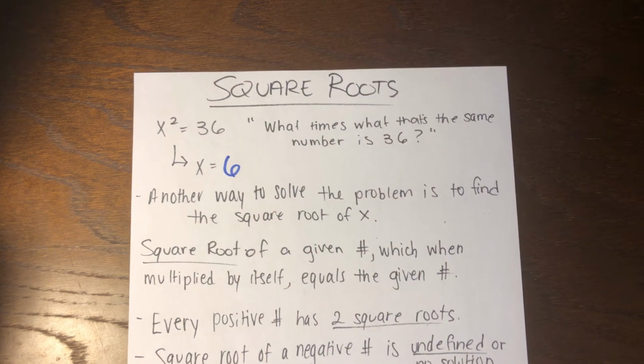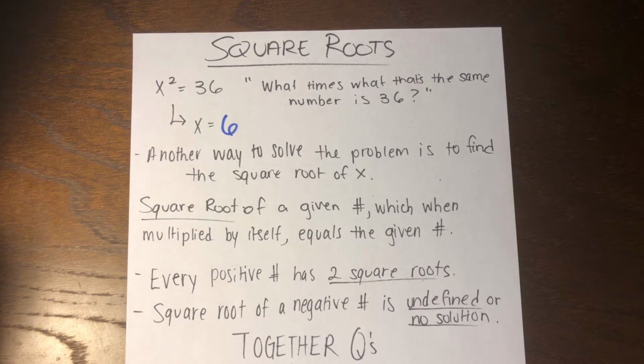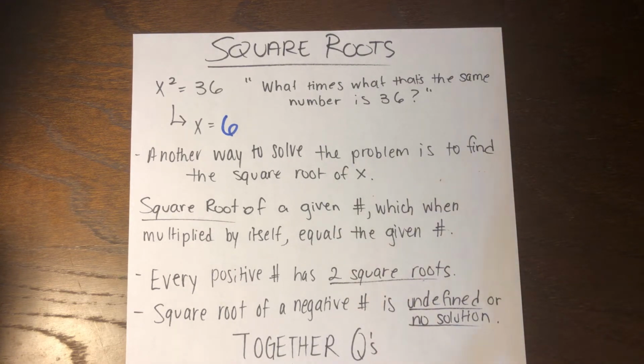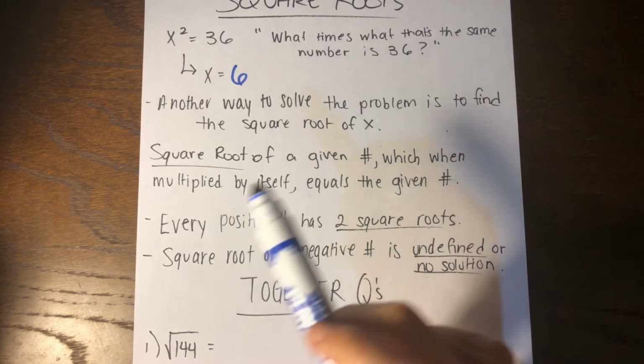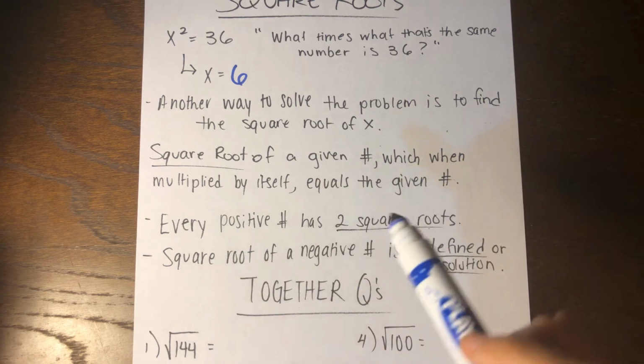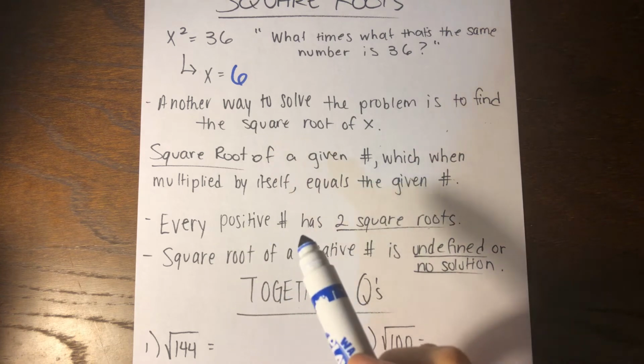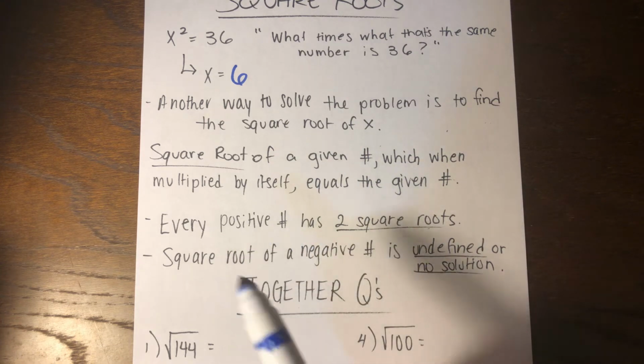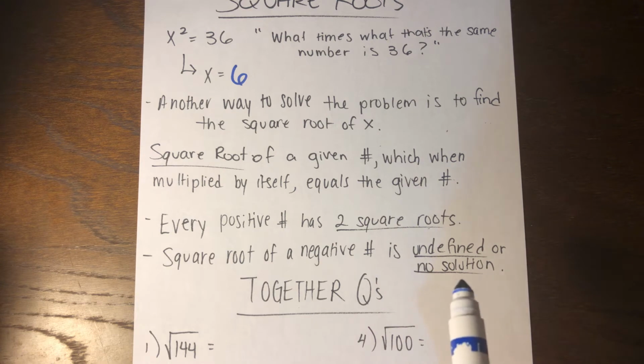Another way to solve this problem is to find the square root of x. Okay, so there's actually another way we can solve this, and we're going to be using what's called a radical symbol, okay? So when we talk about the square root of a given number, which when multiplied by itself equals the given number, what this is saying is every positive number has two square roots. A square root of a negative number is undefined or no solution, meaning at this pre-algebra stage, we're going to just say it's undefined, no solution, okay?